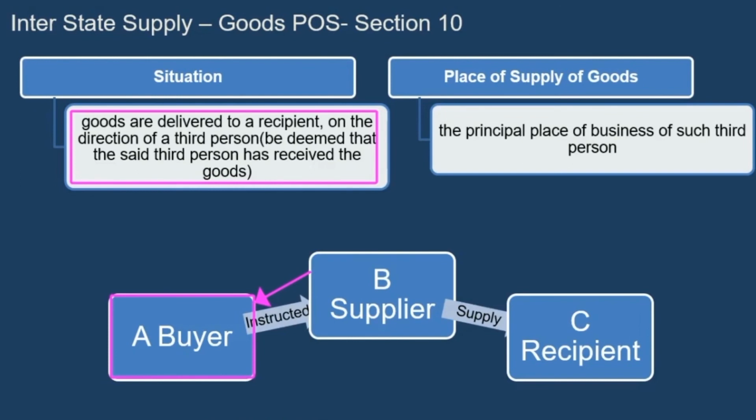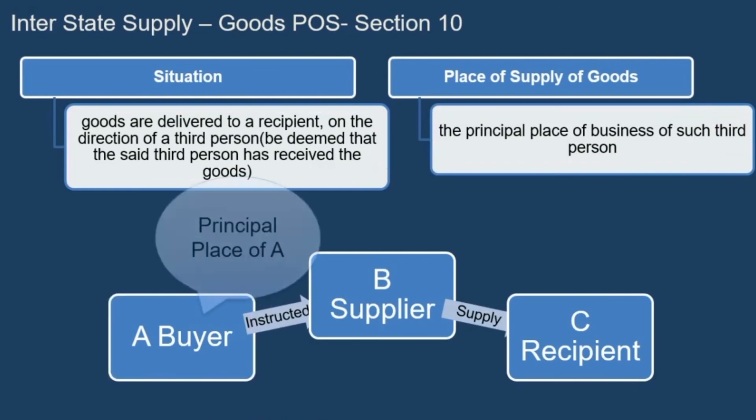So for this transaction between A and B, what is the place of supply of goods? The principal place of business of such third person. It means the principal place of business of A will be the place of supply of goods in the transaction between A and B. So if this transaction is clear, then the transaction between A and C is very simple.